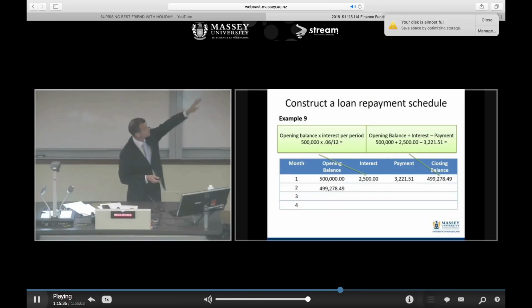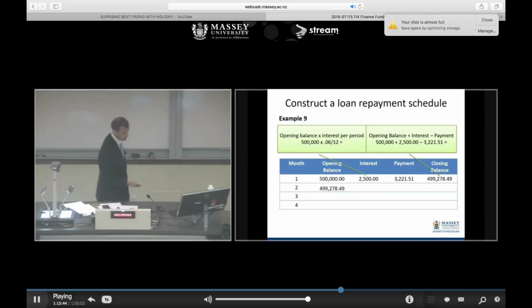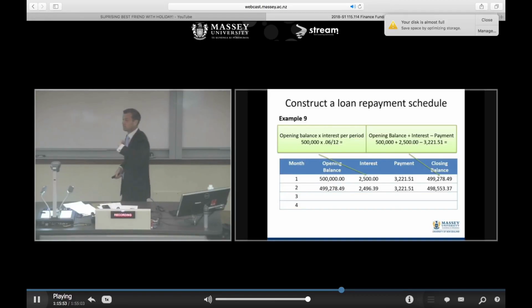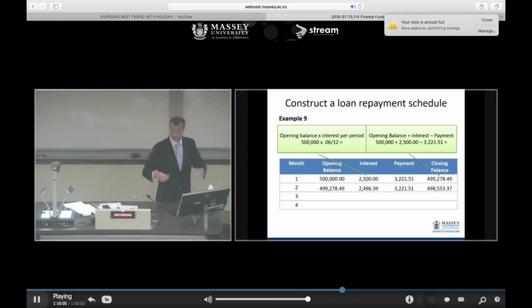So the 0.06 divided by 12, that doesn't change. That's the interest and the number of months, that doesn't change. But the amount that we owe the bank does. So we repeat that calculation, but based on the new opening balance, the bank will take off now $2,496 in interest. We make the same payment, which we calculated on the previous slide, and that process now can be repeated for each year. Fairly laborious when you're doing it by hand. In Excel, it becomes much quicker.